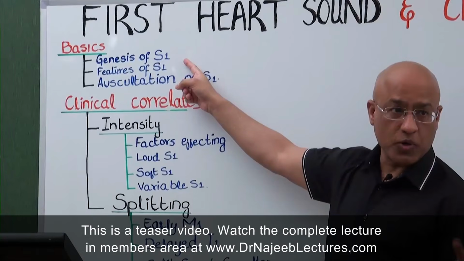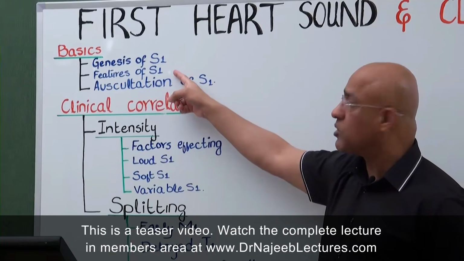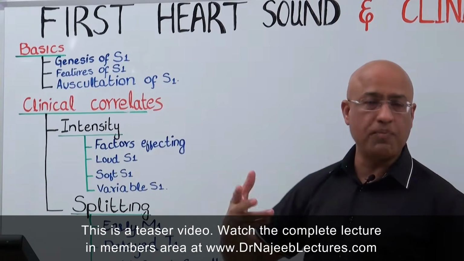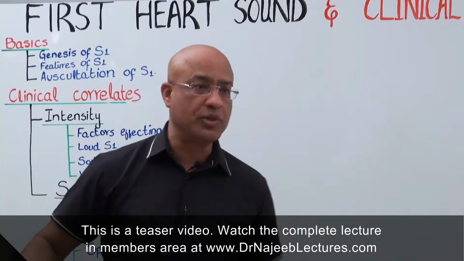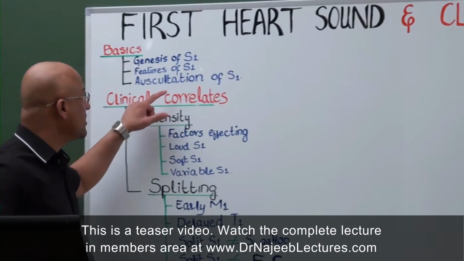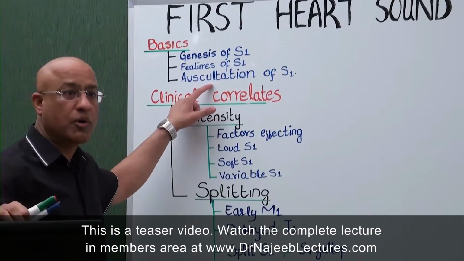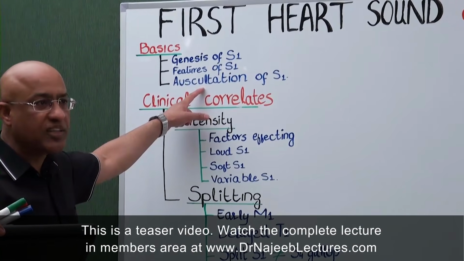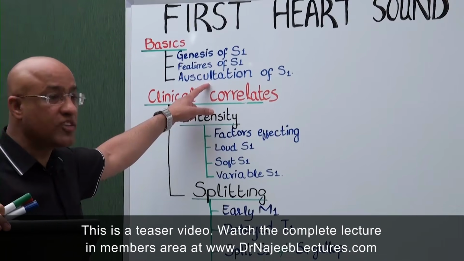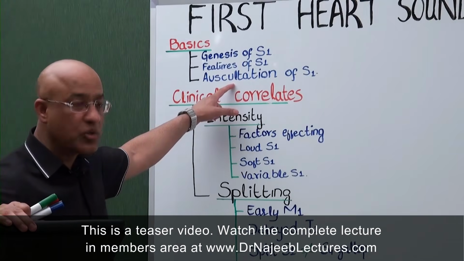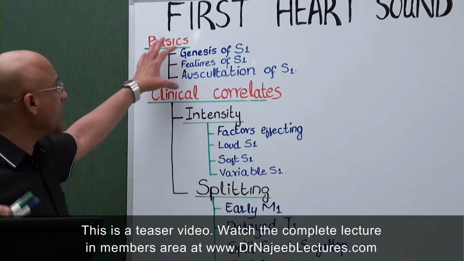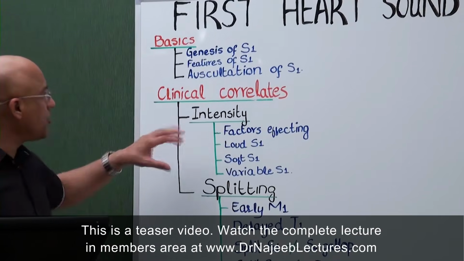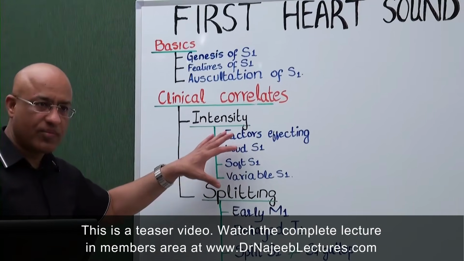In the basics, first of all we'll talk about what is the genesis of first heart sound, how the first heart sound is produced. Then we will talk about the features of first heart sound. For example, what is the duration and what is the frequency or pitch of the first heart sound. And then of course we'll talk about its auscultation. What are the best areas on the precordium where this sound is heard best, first heart sound and its components. Once you are clear about this concept, then we will go to the clinical correlates, right?